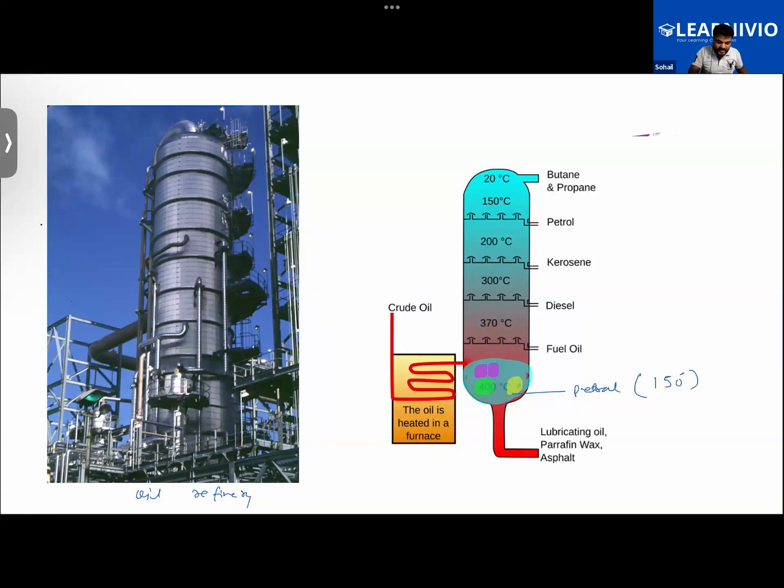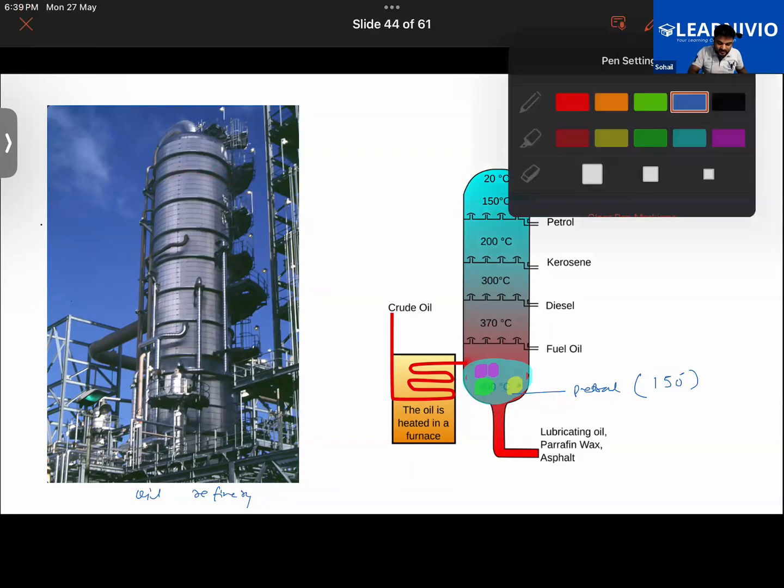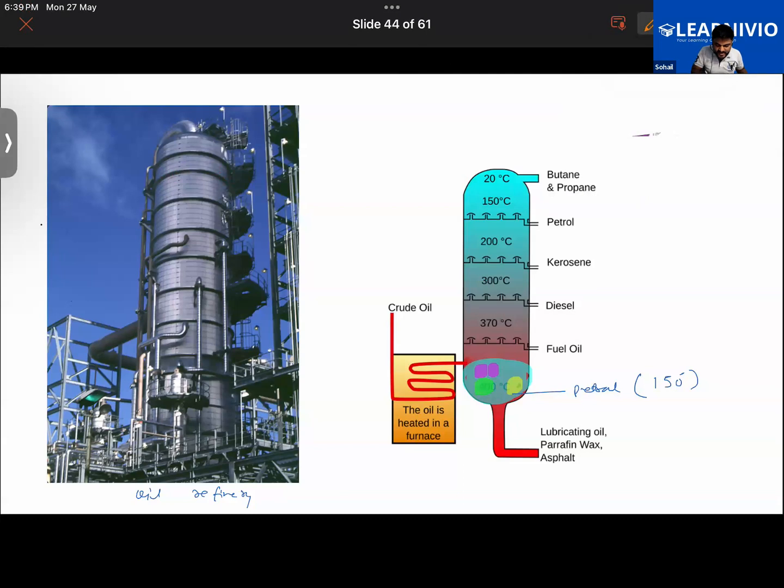So you will find that inside these structures that you are seeing over here, there are plate-like structures at various places. Like there would be a plate-like structure over here also, over here also, and over here also. As these gases rise up, at different temperatures they will start to condense. Try to understand this. At the bottom of this chamber, what is the temperature?